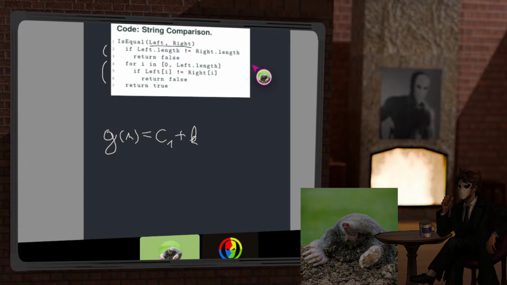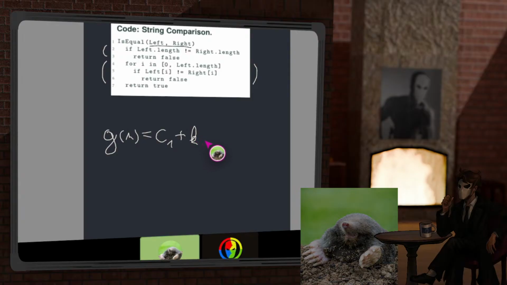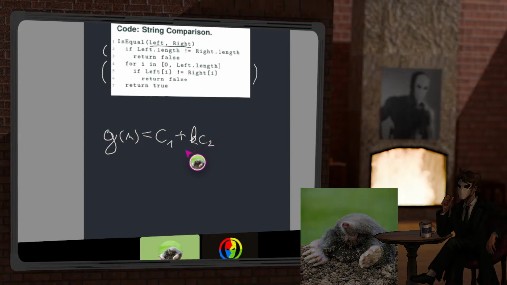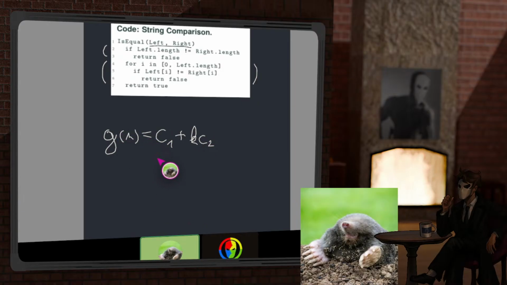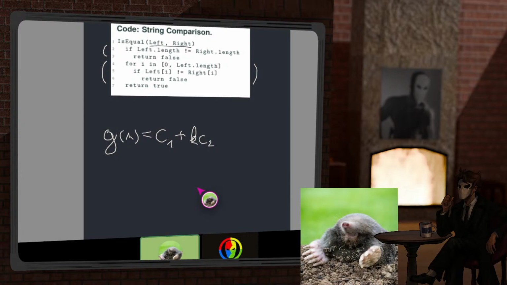And this loop is going to loop as many times as we have same characters at the start of the string, and it's going to do some constant number of operations, so another constant. The only thing in this that depends on which input we choose is this k. So now the question becomes, what is the average k? What is the average number of similar characters at the start of a string?